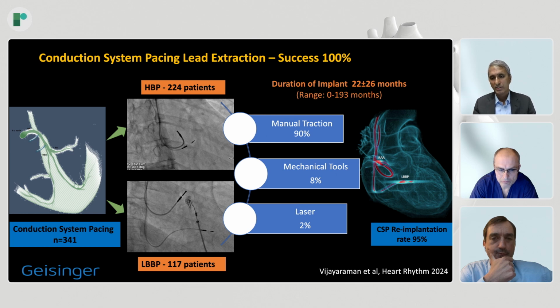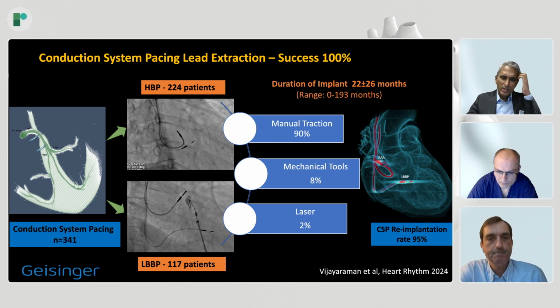Sometimes even a 10-year-old His bundle pacing lead came out. The longest left bundle branch area pacing lead extraction in our center is about six years, and the lead came without any need for extraction tools. So while acute observations are good, we still need to diligently follow: do we have any potential issues? There are cases of the distal tip being embedded in the myocardium and not being able to be extracted, which may not be a major disadvantage, but it's something to be concerned about for the future.